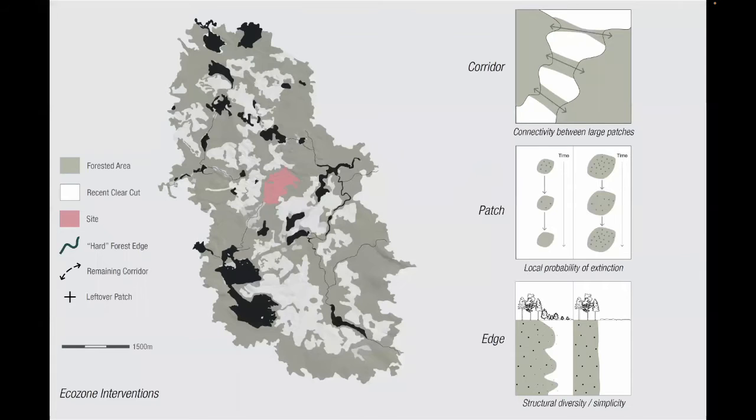To meet these parameters, the project responds to 3 eco-sites altered by the cut: the corridor, the patch, and the edge. Corridors enable movement across the wider landscape for species like the moose, who inhabit continuous old forest and are less willing to cross open spaces. The clear cuts that fragment the landscape restrict their movements to a few remaining corridors, and their populations dwindle.